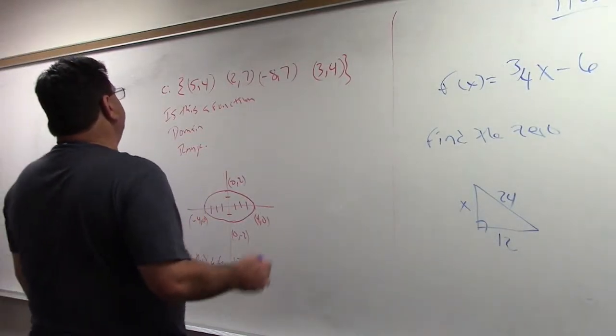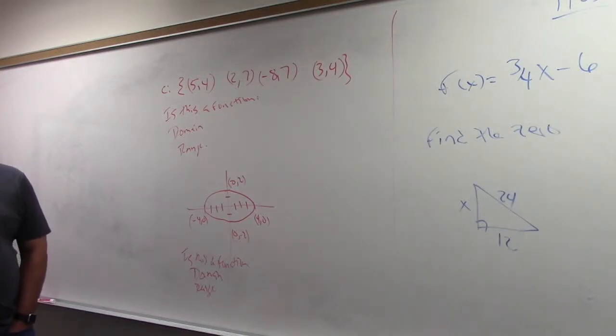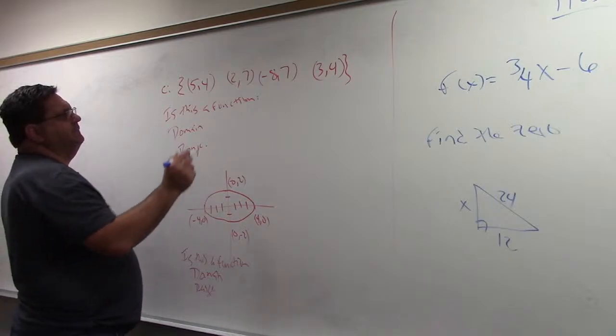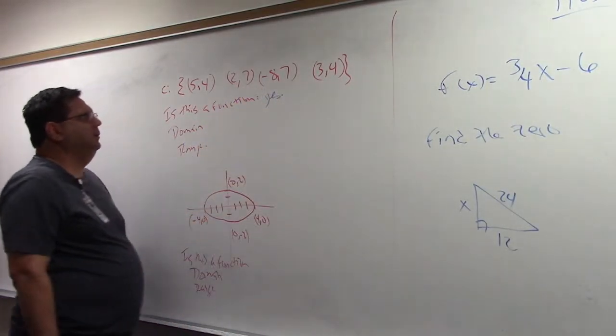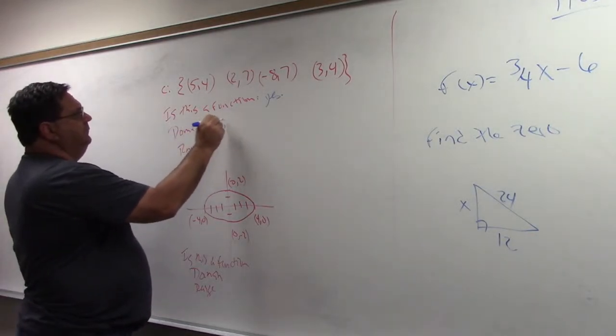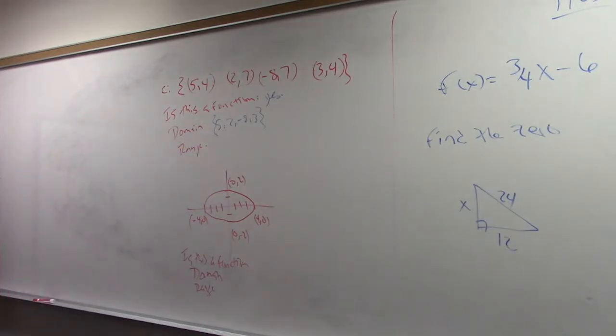All right. Is this a function? Yes. Why is it a function? Because every x value is unique. Every x value is unique. Very good. What's the domain? Negative 8, 3, and 5. What's the range? 4 and 7.